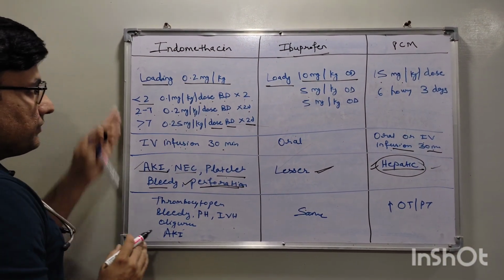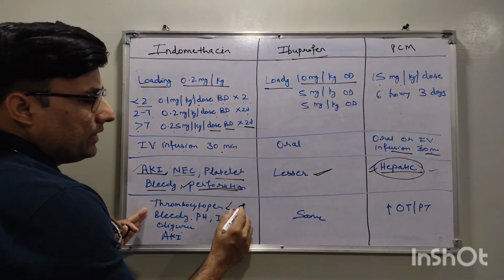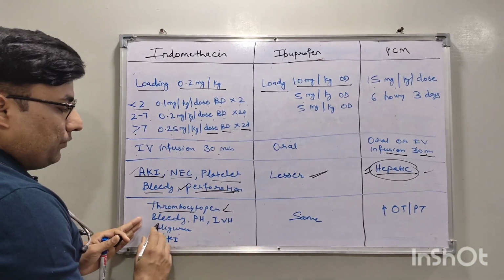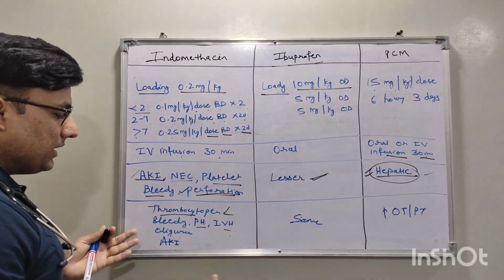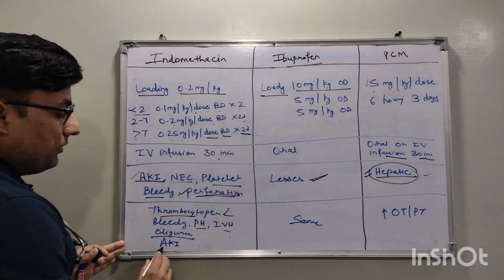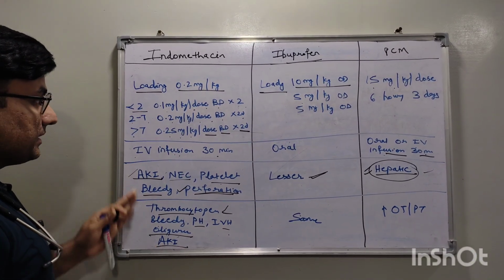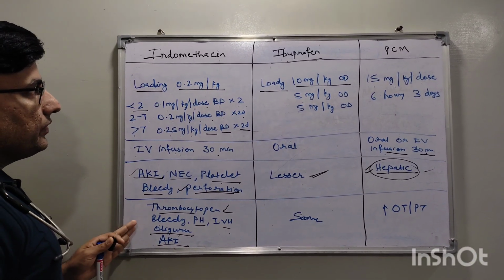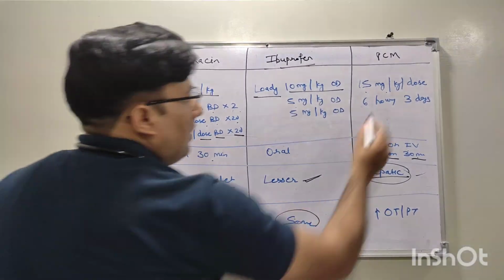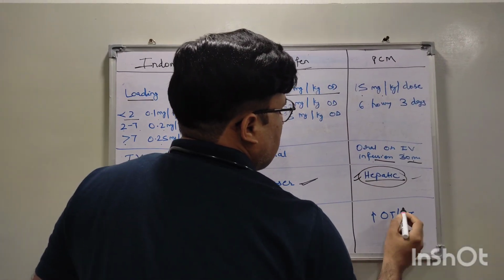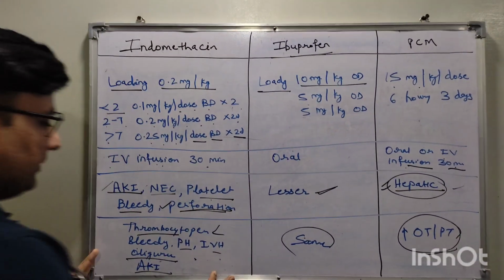Coming to contraindications for Indomethacin: severe thrombocytopenia, less than 50 to 60,000; major bleeding disorder like hemorrhage, IVH or any bleeding; oliguria less than 1 ml per kg per hour, or acute kidney injury. These are the contraindications for Indomethacin. For Ibuprofen also, the same contraindications. For Paracetamol, hepatic dysfunction or increased SGOT/SGPT is the contraindication for paracetamol infusion.